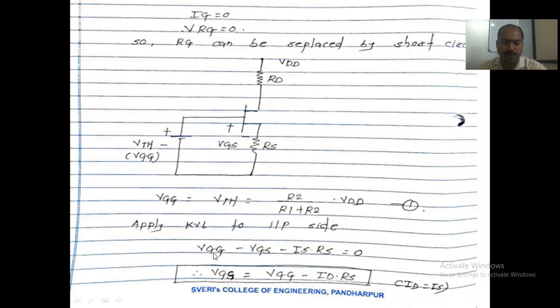Now we take all the things to the other side, that is minus VGS going to the other side. VGS equal to VGG minus IS into RS. This is the equation, but we know that ID equal to IS. So we put this as ID. So your equation is, with minus VGS going to the other side as plus VGS, equal to VGG minus ID into RS. This is the equation.